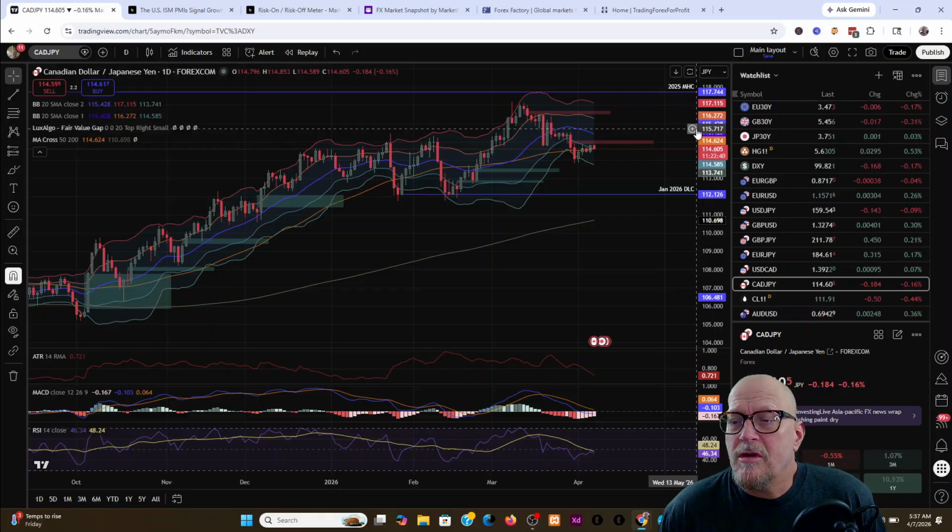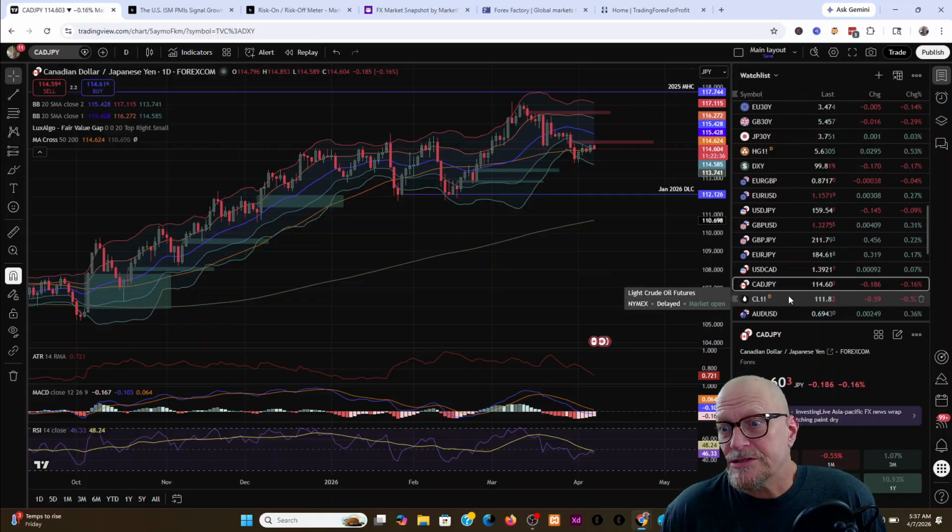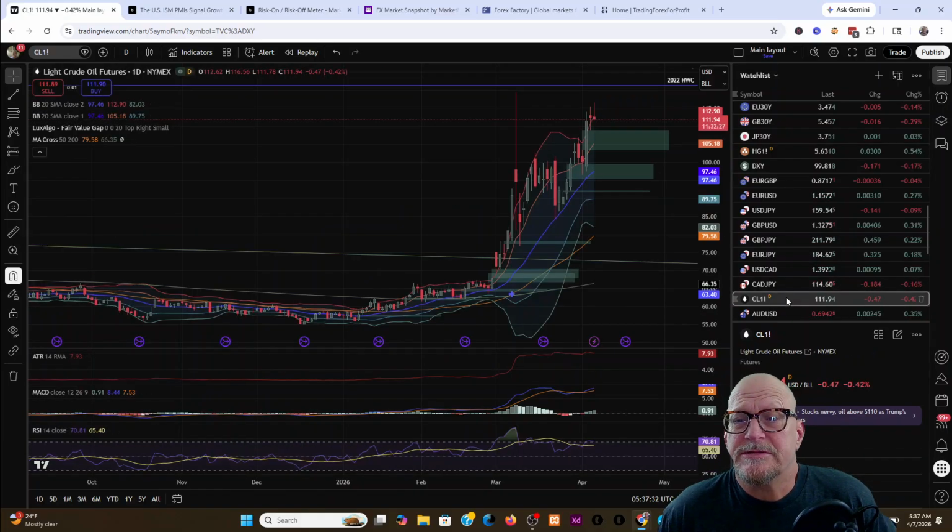Usually it tracks oil, but not anymore. It has broken away from its correlation with oil, I think that's a better word for it, because the oil market's still up, and the Canadian versus dollar is coming down. So we'll see how that goes.